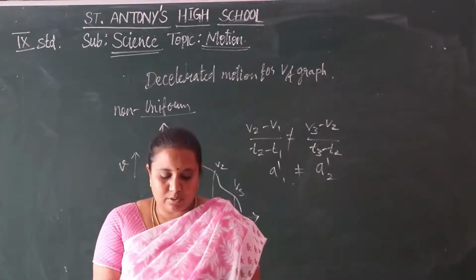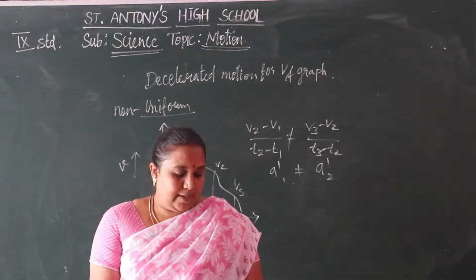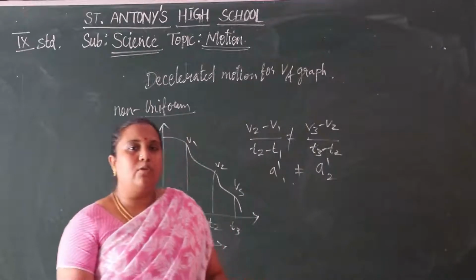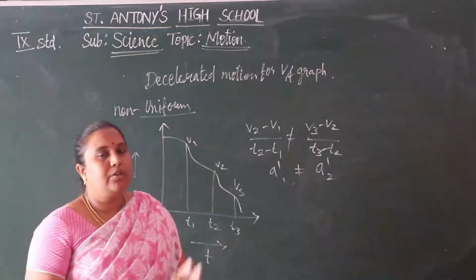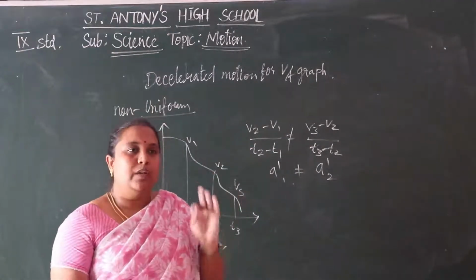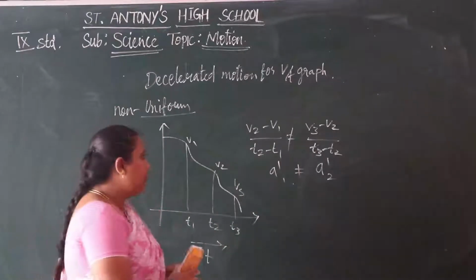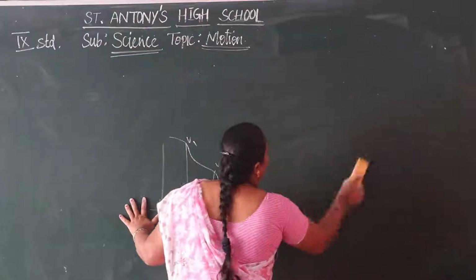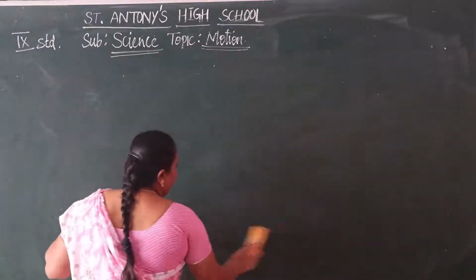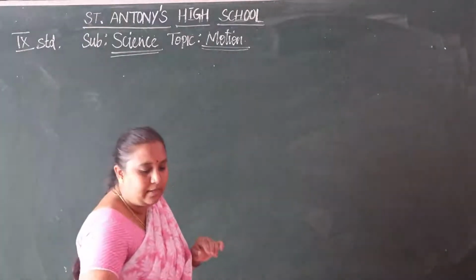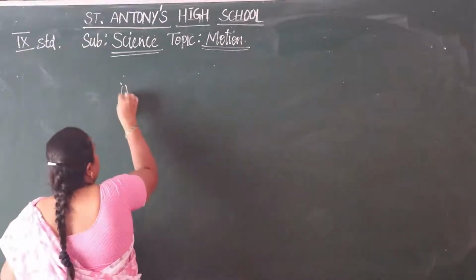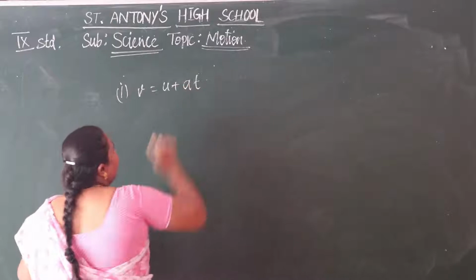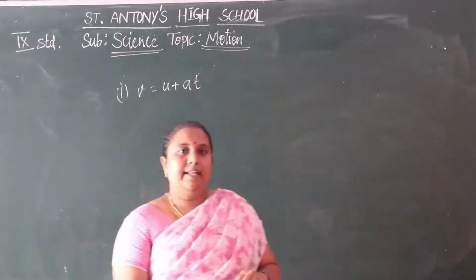Next, move on to the equations of motion. What are the equations we found in this? In our class, in our textbook, we have three equations based on the motions. What are the three equations we have? Let us see the first one: V equals U plus AT.